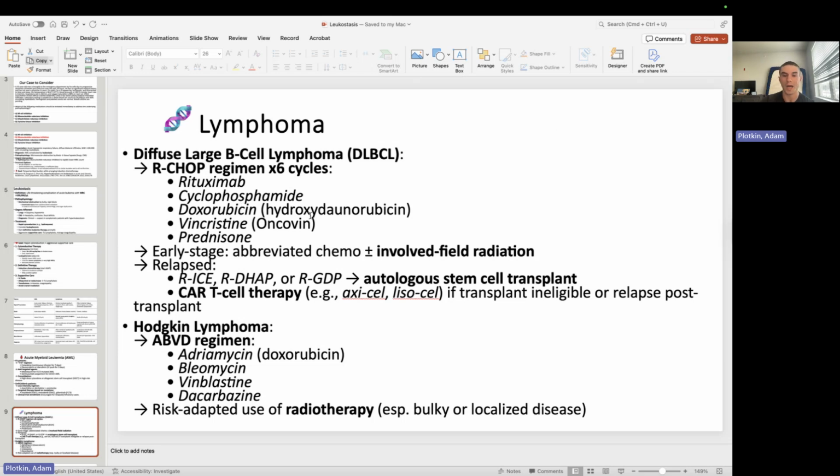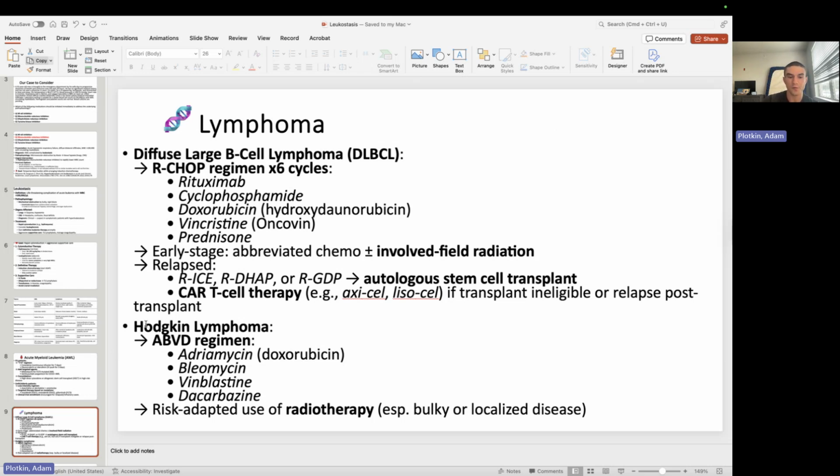It used to be called hydroxydaunorubicin. Now it's called doxorubicin, okay? So that was the H. The O is oncovin, which is also vincristine, and the P is prednisone. So it doesn't work out totally, but it's rituximab, cyclophosphamide, doxorubicin, vincristine, and prednisone. Do enough practice questions, put them on an Anki card, you'll have them pretty memorized.